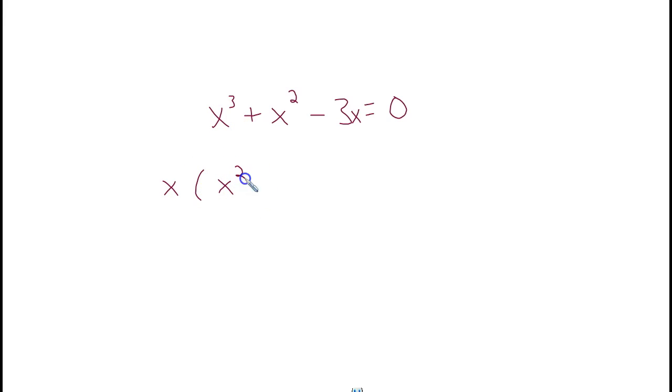X to the third divided by x is x squared. X squared divided by x is x. Negative 3x divided by x is negative 3. And then we can deal with the resulting quadratic. So we'll see some examples like that as well. Remember, greatest common factors can be numbers, they can be variables, or they could be both. We could see an example of both.